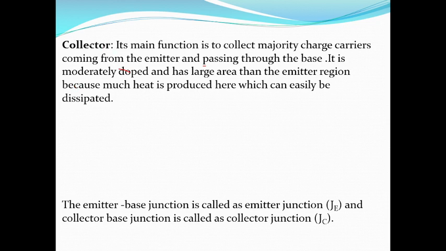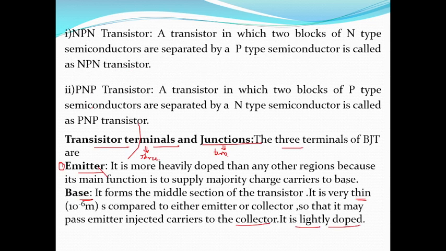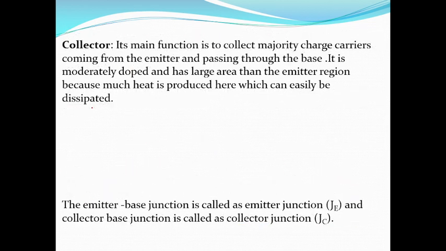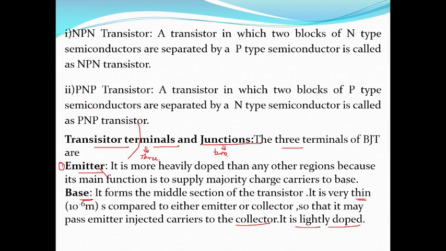Much heat is produced here, which can be easily dissipated, which can be easily removed due to the large area. So what are the three terminals of a transistor? One is the emitter, another one is the base, and another one is the collector.